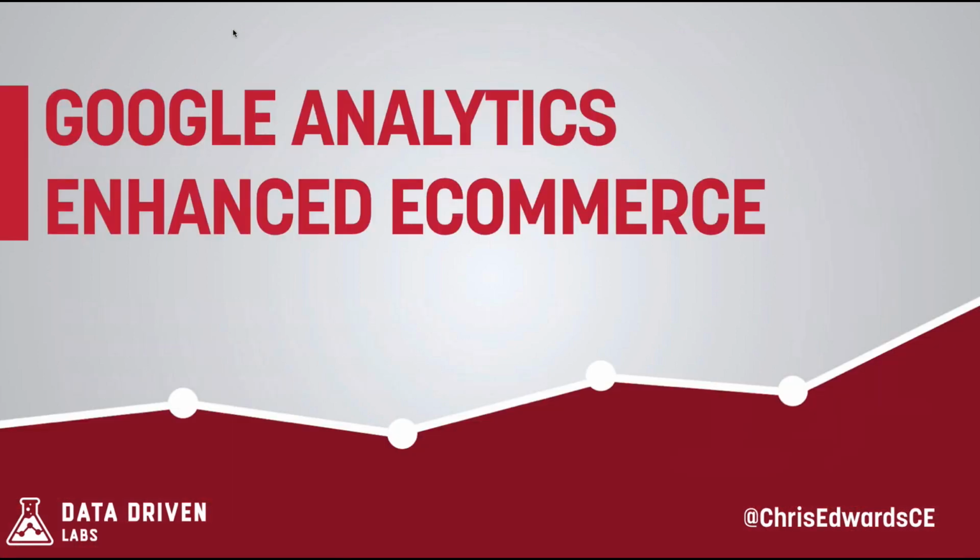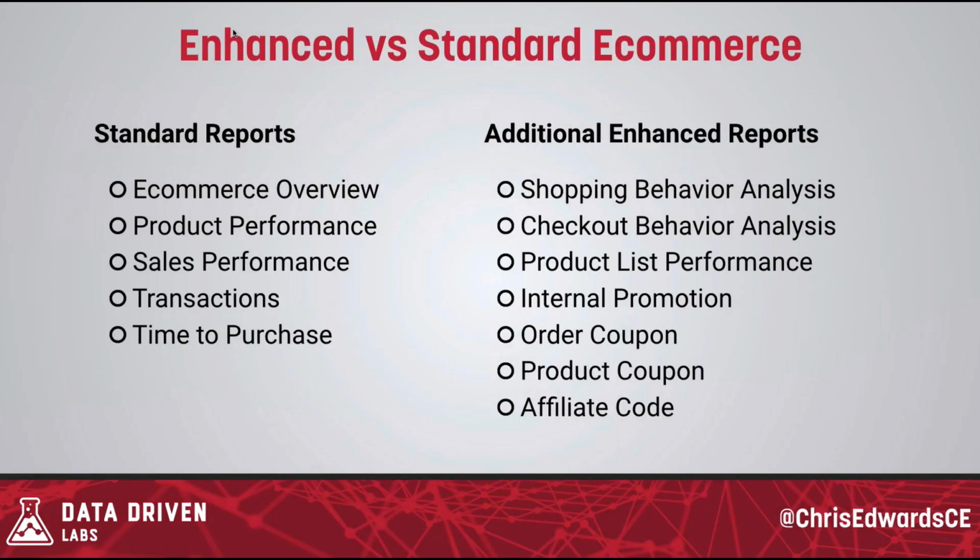Now we're going to dive in, and we're not just going to talk Google Analytics e-commerce, we're going to talk about enhanced e-commerce. So what is enhanced e-commerce versus standard e-commerce? You'll see it inside of Google Analytics as two different things, and I want to talk about the difference between them. Under your standard reports, you have the e-commerce overview, product performance, sales performance, transactions, and time of purchase. When you enable enhanced reporting, it also allows you to check things like shopping behavior analysis, which is a funnel that you'll be able to see, and we'll look at that in a few minutes.